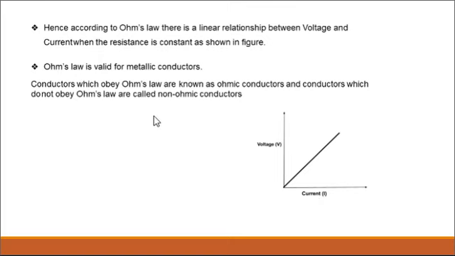And Ohm's Law is valid for metallic conductors. Conductors which obey Ohm's Law are called ohmic conductors, and conductors which do not obey Ohm's Law are called non-ohmic conductors. All metals obey Ohm's Law. That's why all metals behave like ohmic conductors.